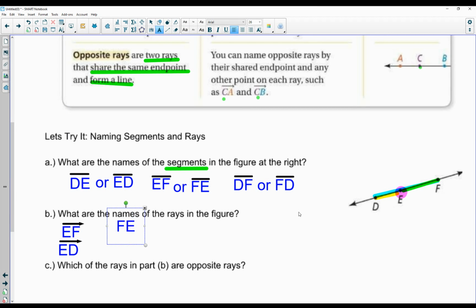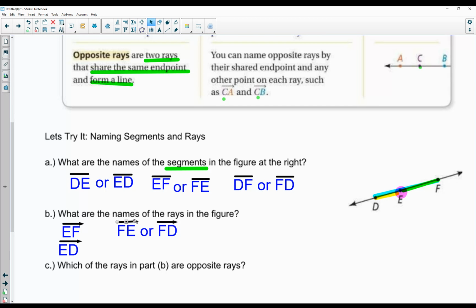And actually, FE could be FD as well. Represent the same thing. Right? Because both of them start at F and go in the direction towards E and then towards D. So they represent the same thing. It's just two different ways to name the same ray.